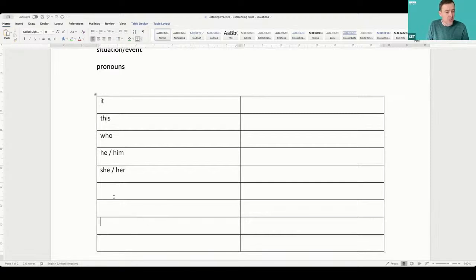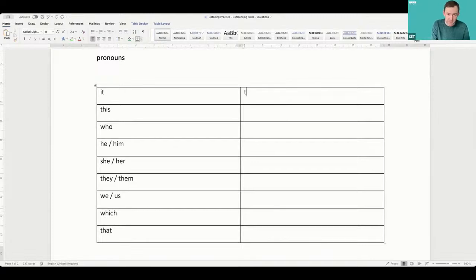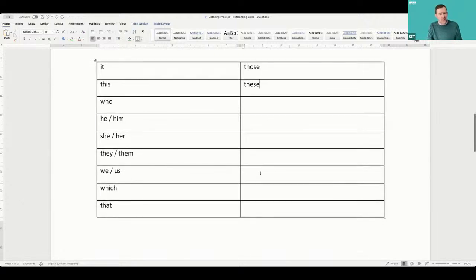Okay. Us and we. Which is a good one. Whose? No. Whose is an adjective. Those, that is a good one. Those, I love it. We've got those as well. These. Yeah. So all of these words are words that are used to refer to things that we've already mentioned.